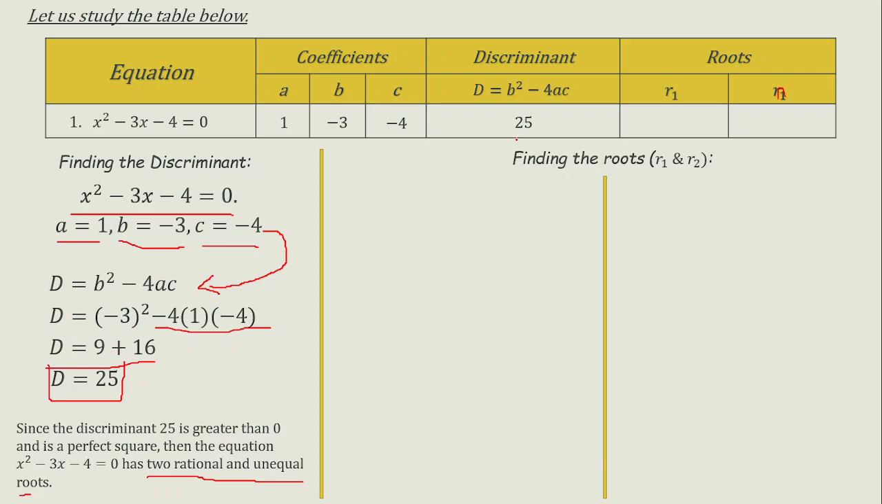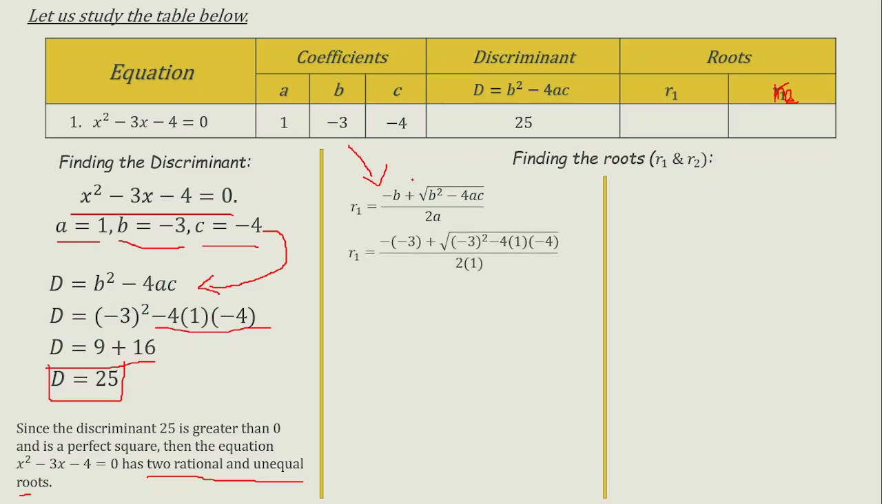Again, class, I did not edit the typo. That should be R2 there, class, or root number 2. So, find the roots R1 and R2. First, we are going to look for the root number 1. So, which values are we going to use to find the roots? We just need to use, again, the coefficients, the values of A, B, and C.